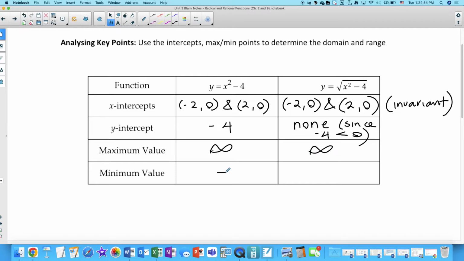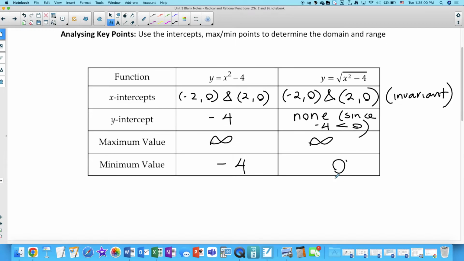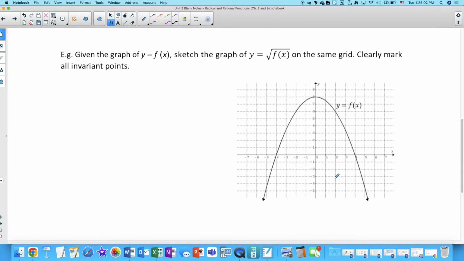Okay. What's the minimum value of this guy? -4. What about the minimum value of this one? 0, yeah. Okay. All right, let's look at this one. We are going to graph the radical function on the same grid as the original.